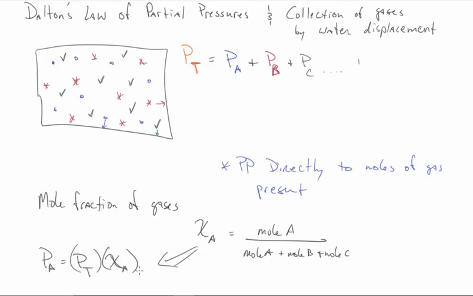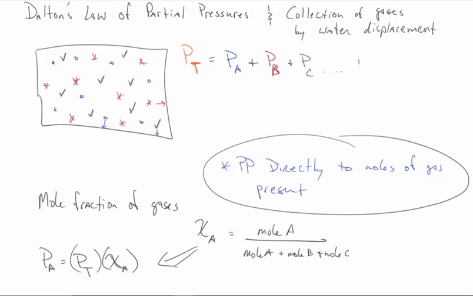And I can actually use the mole fraction to calculate the partial pressure of my given substance that I'm interested in. And again, it's because of this statement, right? Those partial pressures are directly related to the number of moles of gas that are actually present, all right? Okay, and so now that's Dalton's law of partial pressure. It's not anything that's too complicated.